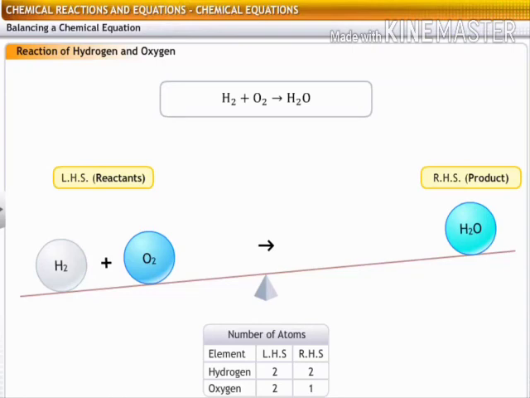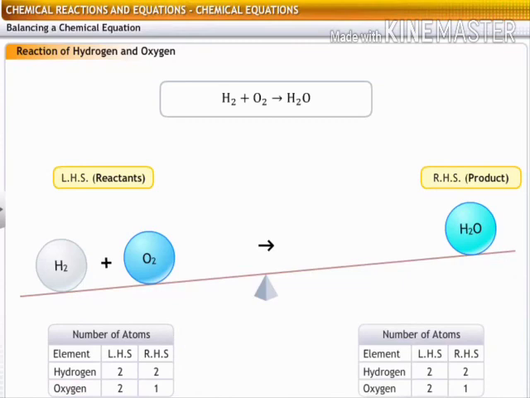In step 3, you need to select the element that occurs in the minimum number of places in the equation. You can see that there are 2 hydrogen atoms on each side, while there are 2 oxygen atoms on the left-hand side and only 1 on the right-hand side of the equation. Hence, oxygen has to be balanced first. Finally, in step 4, you change the coefficient of the molecules of the reactants or the products.